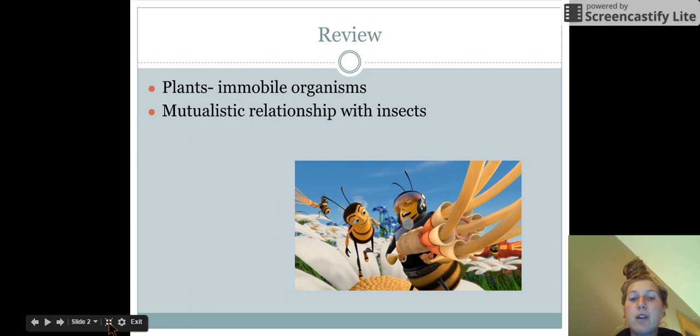So, for a bit of review, remember plants are immobile organisms. Therefore, for all functions involving contact, they must have assistance from other organisms such as insects, and they have a mutualistic relationship with insects that we learned about in the Bee Movie, which was a really fun movie. The bees would pollinate the plants, and the plants would have access to sexual reproduction this way, but then the bees would also get food to make their honey. And it wasn't quite as fancy as it is in that photo, but it was something similar.